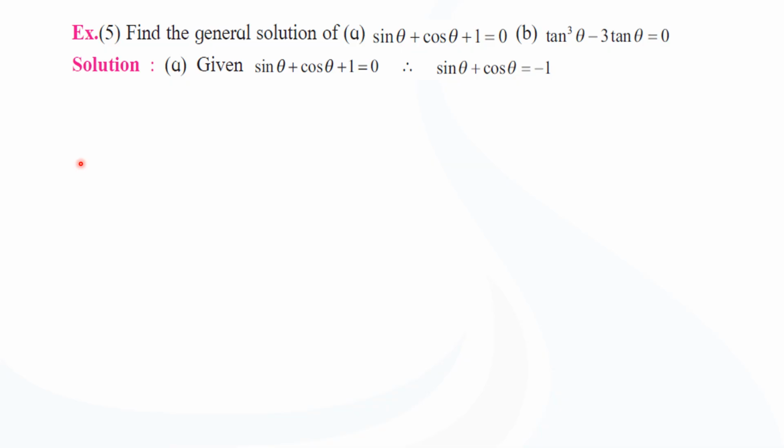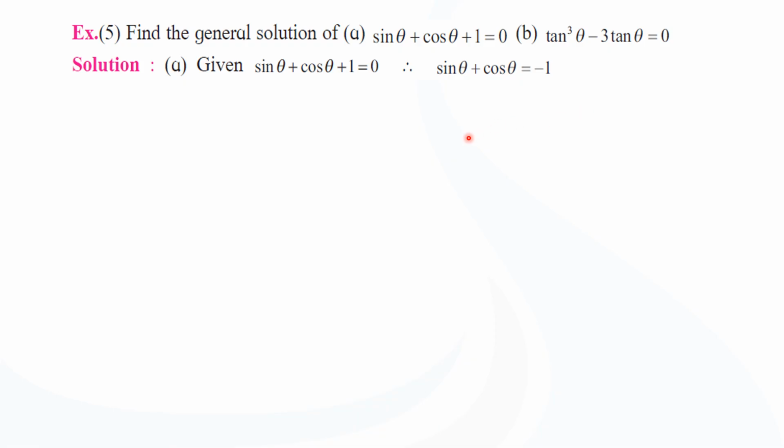The fifth sum is for general solution. We are given two sums in that. So we start with the first one. Sin theta plus cos theta plus 1 is equal to 0. We need to find what will be the general solution for theta. So we write this as sin theta plus cos theta is equal to minus 1.